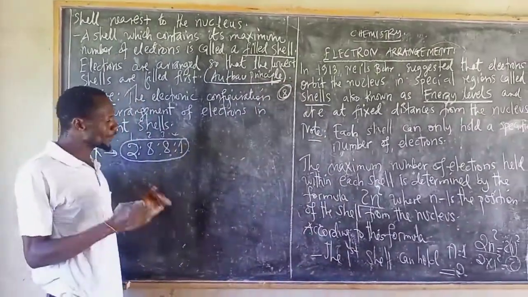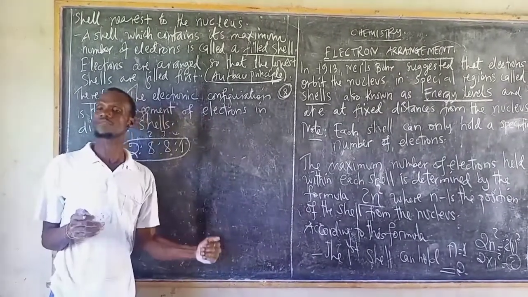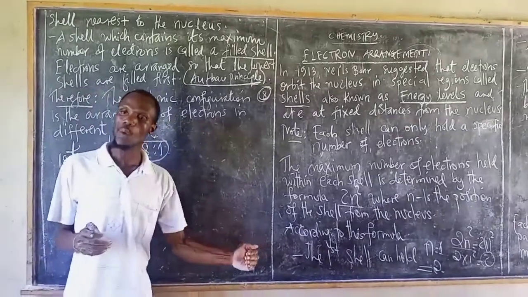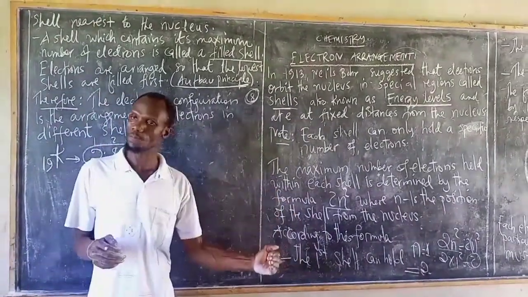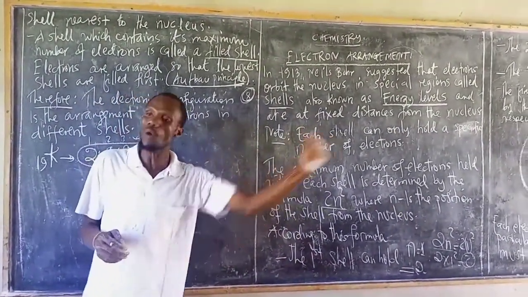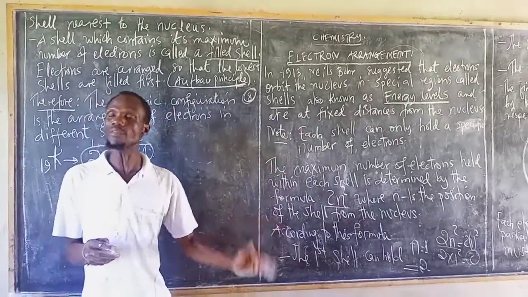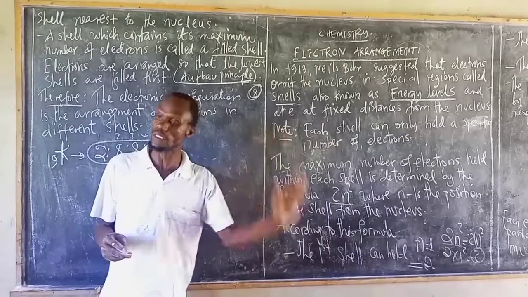So you fill the one which is nearest to the nucleus first. Then once it is filled, you go to the second one. Once it is filled, you go to the third one. You won't start with the third one while the first one is not filled. You won't start with the second one while the first one is not filled.